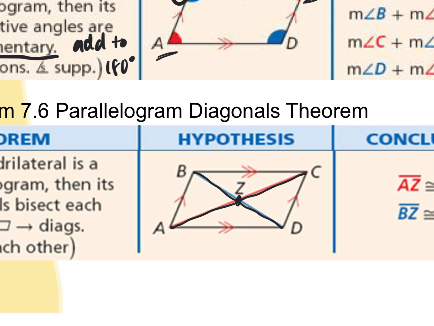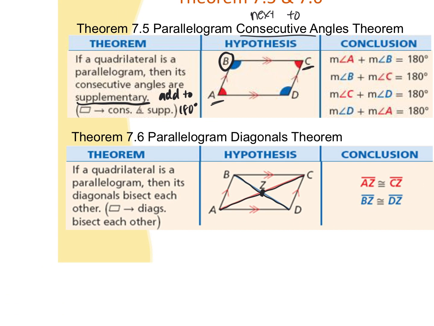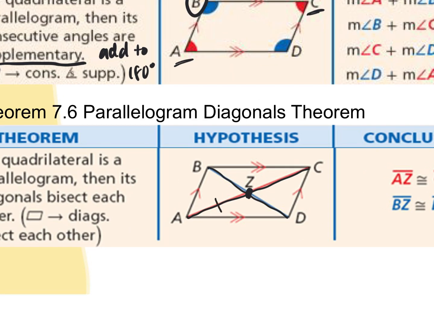Now, the cool part, and that's part of our theorem, is that where those diagonals intersect will be the midpoint of both of them. So Z is the bisector of both of those diagonals. So I now know that AZ is the same length as ZC. And I know that BZ is the same length as ZD. So the property here is that the diagonals of a parallelogram bisect each other. And if you don't remember what bisects means, just remember it cuts it in half. So each of these are cut in half.